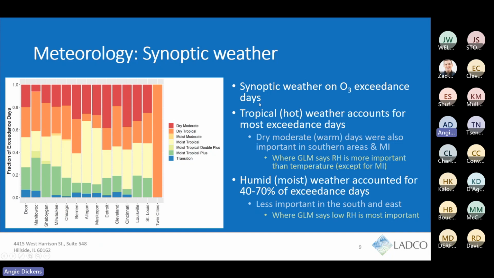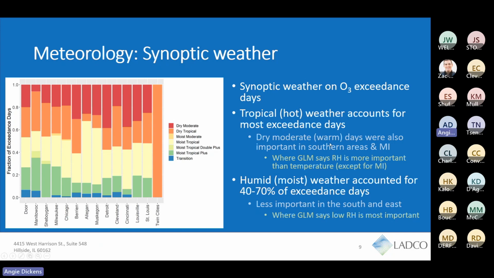These are for ozone exceedance days in the different non-attainment areas. What you see is that tropical, or hot, weather accounts for most of the exceedance days. Most of these, the orange, yellow, green, are tropical, excluding this little one here. So mostly we need hot weather. We do have some dry moderate, in other words warm, days that are important, particularly in southern areas and in Michigan. So Cincinnati, Louisville, look at the orange bars, Cincinnati, Louisville, St. Louis. And then interestingly, some of the Michigan sites as well.